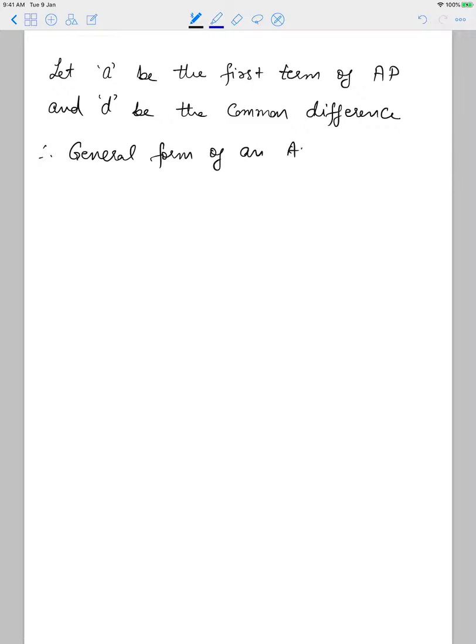the first term is A, the next term is obtained by adding the common difference, which is D in this case, to the previous term, that is A. So the next term will be A plus D. Again, the next term is obtained by adding D, the common difference, to the previous term. Here the previous term is A plus D. If I further add D to it, I will obtain A plus 2D. So the next term is A plus 2D.